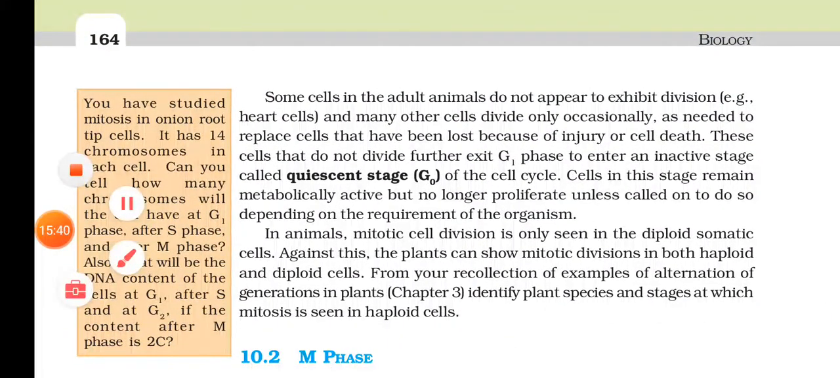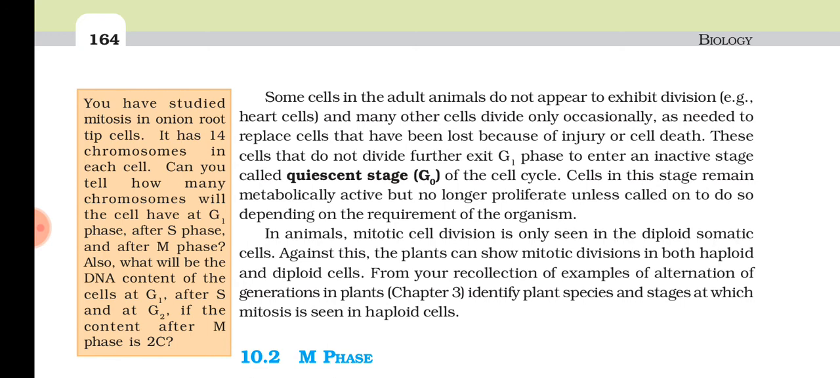Now some cells, especially in animals, will not divide continuously. Their division is needed only occasionally. If any injury happens, or any cell death happens, then to replace that particular cell, that damage should be repaired, isn't it? So for that, new cells have to be formed. That time only this kind of cells will divide. Otherwise, they will enter into an inactive stage.